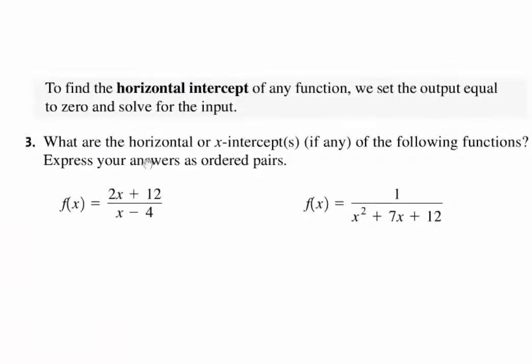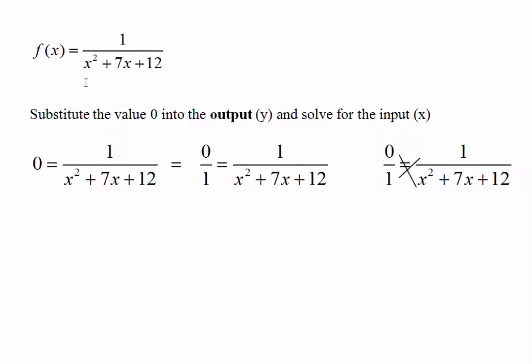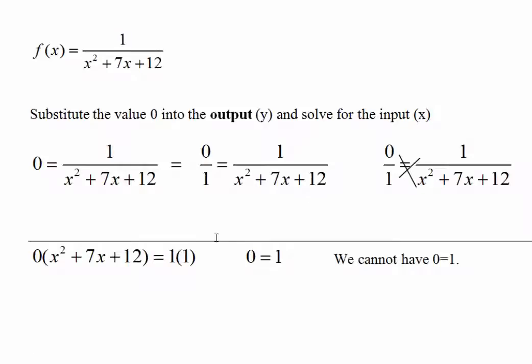Let's take a look at the next function, right? So we have 1 over x squared plus 7x plus 12. And again, I want to substitute in 0 for the output and solve for the input. That looks like this. And again, since I know we're going to cross multiply to solve for x, I write the 0 over 1, and then I begin to cross multiply. And this is an interesting case, because when I multiply 0 times this x squared plus 7x plus 12, I end up with 0, and 1 times 1 is 1. So here's an odd statement here, 0 equals 1.